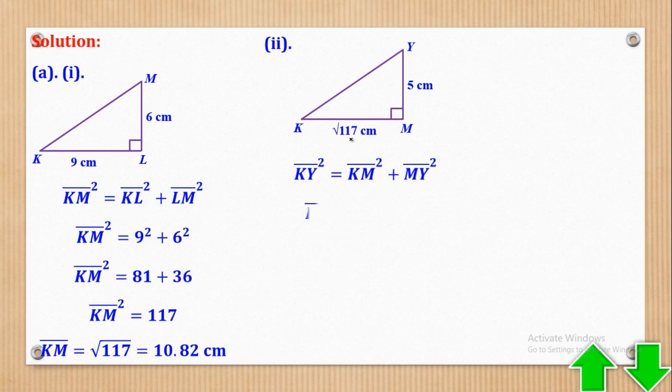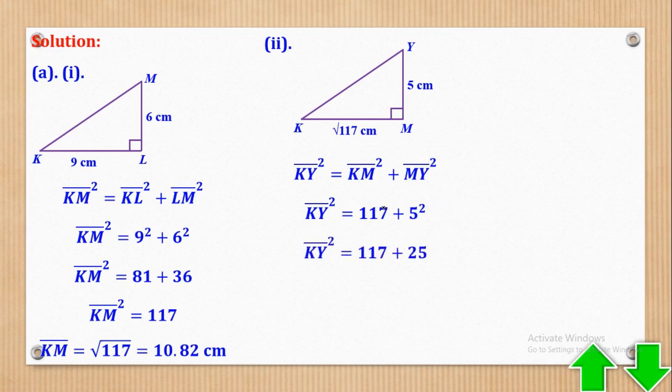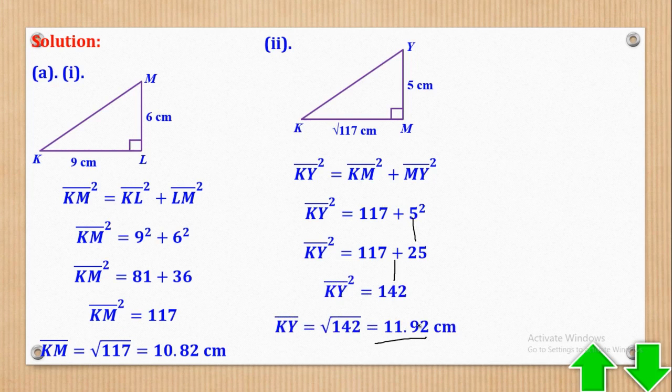So when I substitute for KM squared, because KM squared here was the whole of this, KM squared is 117. That's why here there is no square on 117. But MY is just 5, so MY squared will be 5 squared. Therefore this gives me that. Therefore KY squared is 142, and when I take the square root of both sides, I come up with KY being equal to 11.92 centimeters. So O-level will use two decimal places.